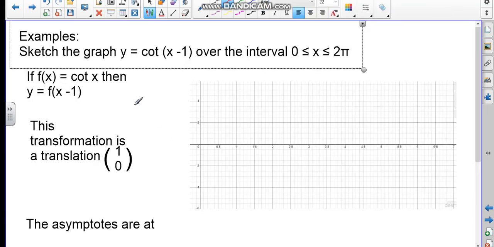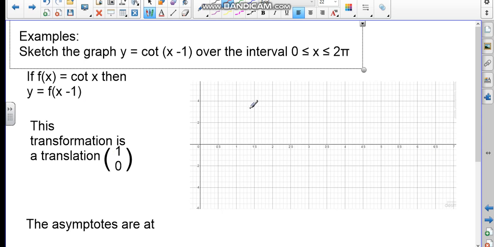For this example, we've got to sketch the graph y equals cot x minus 1 over the interval of 0 to 2 pi. Let's think about what the transformation is first. If our function is cot x, then we're looking at f of x minus 1. The transformation of graphs said that when we change the input, it always affects the graph in the x direction, and in this case it gives us a translation of 1, 0. So it moves 1 to the right along the x-axis.